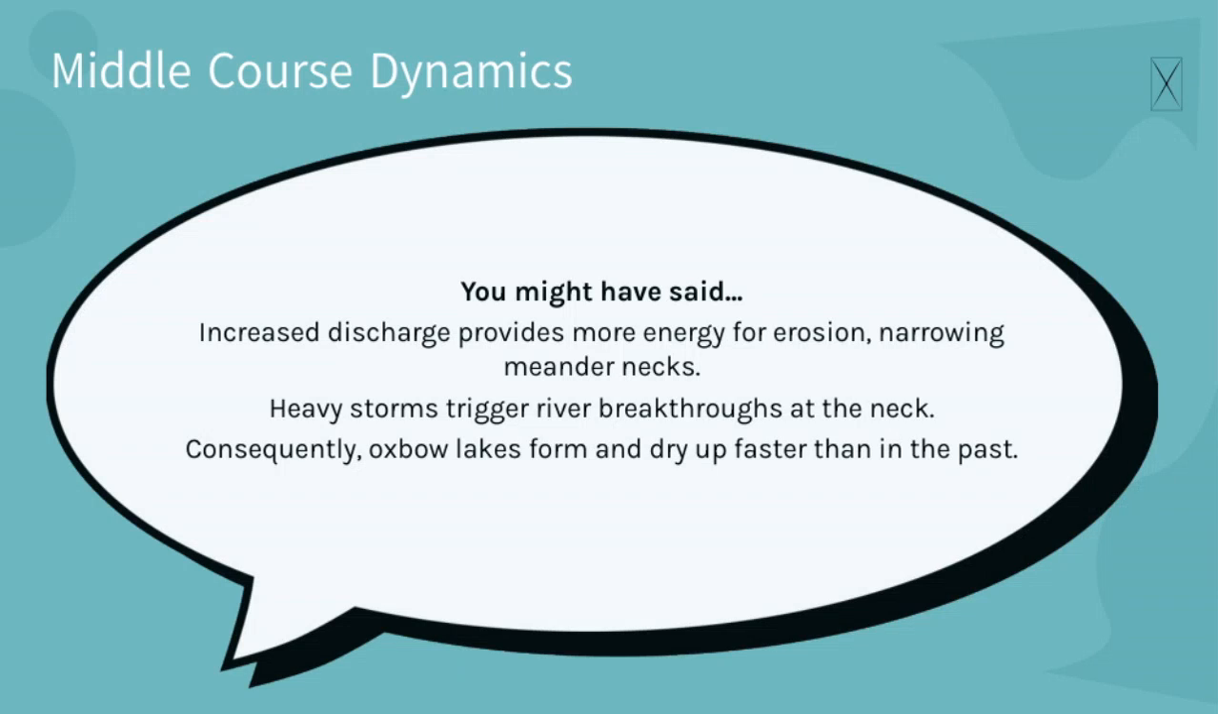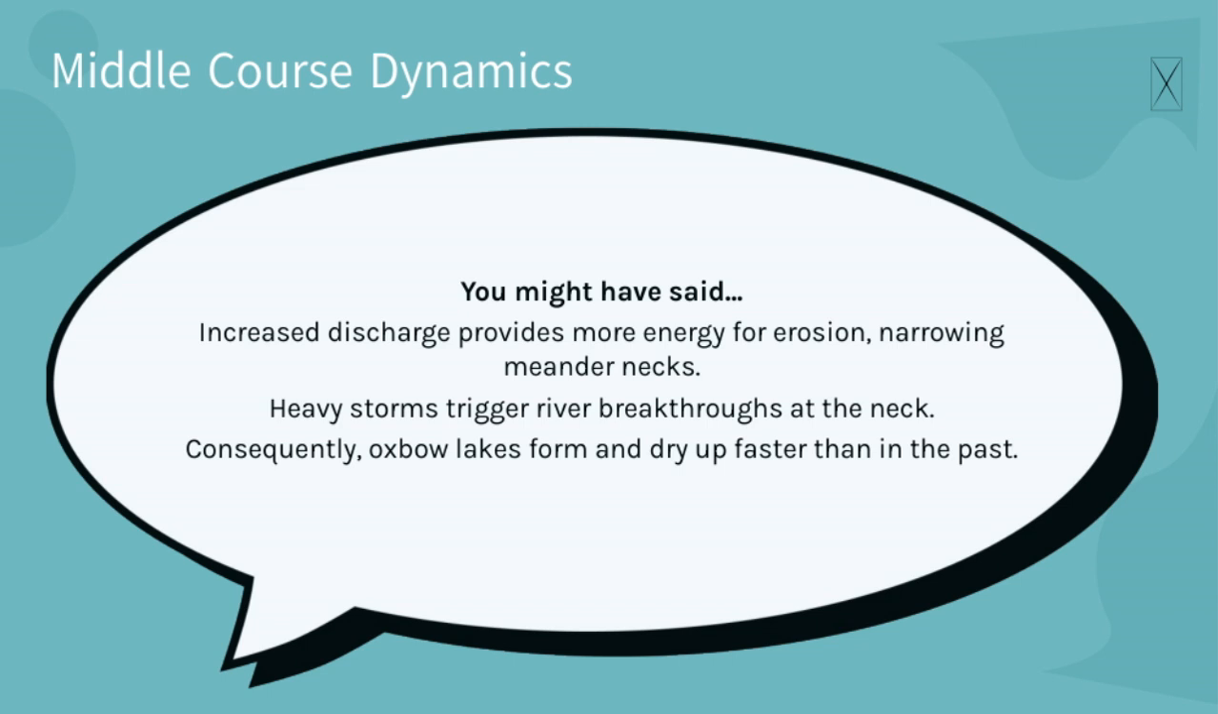You might have said that increased discharge gives the river more energy for erosion. That is correct. More energy means more hydraulic action and abrasion on the outer bends. This can narrow meander necks more quickly. You might also have said that heavy storms can trigger breakthroughs. That is also correct.